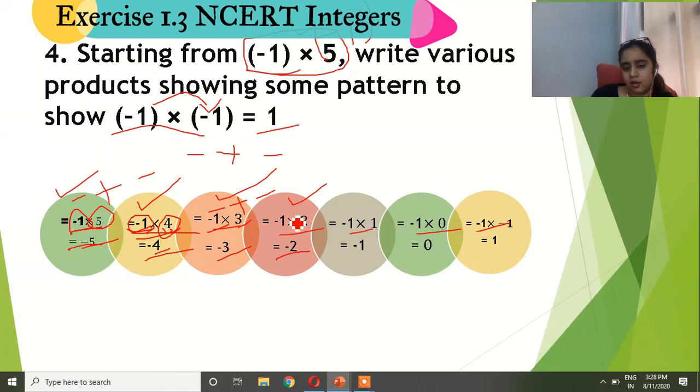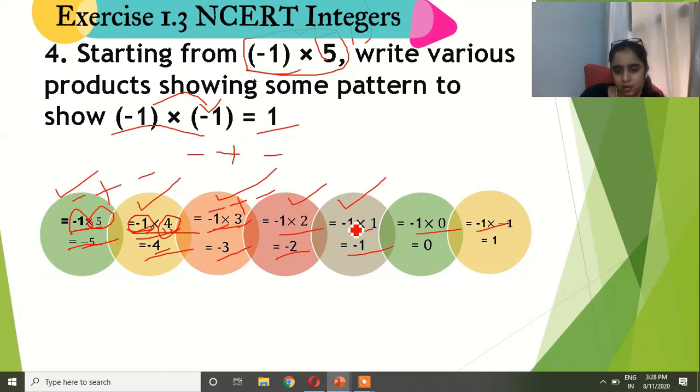And in the fifth step we will multiply minus 1 by 1. What answer will we get? We will get the answer simply minus 1, and we have applied the rule of multiplication here, because one number is negative and another number is positive, and if one number is negative and another number is positive, the sign of the answer is negative, that is minus 1.